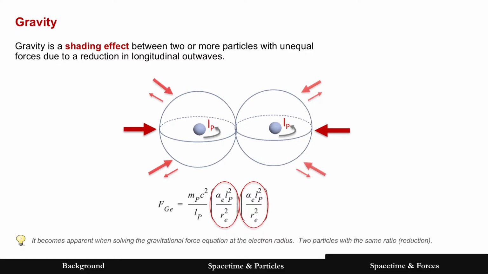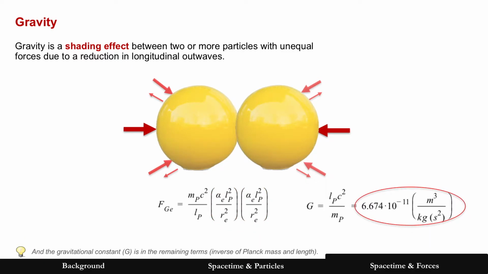You can see why it's a shading effect between two particles, because there is that spin, that geometric ratio now for two particles. And not only that, what you see circled for two particles as the geometric ratio, but it doesn't matter if it's a single particle or all the way up to Earth-sized objects. You take that inverse of what's remaining outside of the parentheses and you do the inverse of Planck length and Planck mass. And what do you get? You get the gravitational constant in both value and in units. Exactly. So gravity is a shading effect between two or more particles.